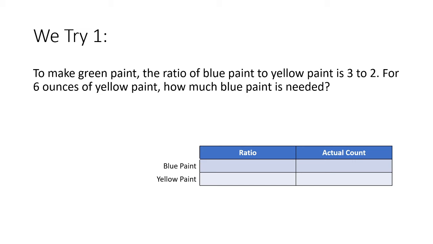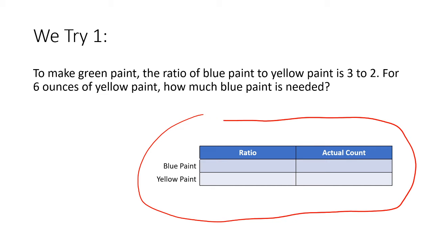To make green paint, the ratio of blue paint to yellow paint is 3 to 2. For 6 ounces of yellow paint, how much blue paint is needed? To do these ratio ones, I find them a lot easier if I use a table. My table looks like this.